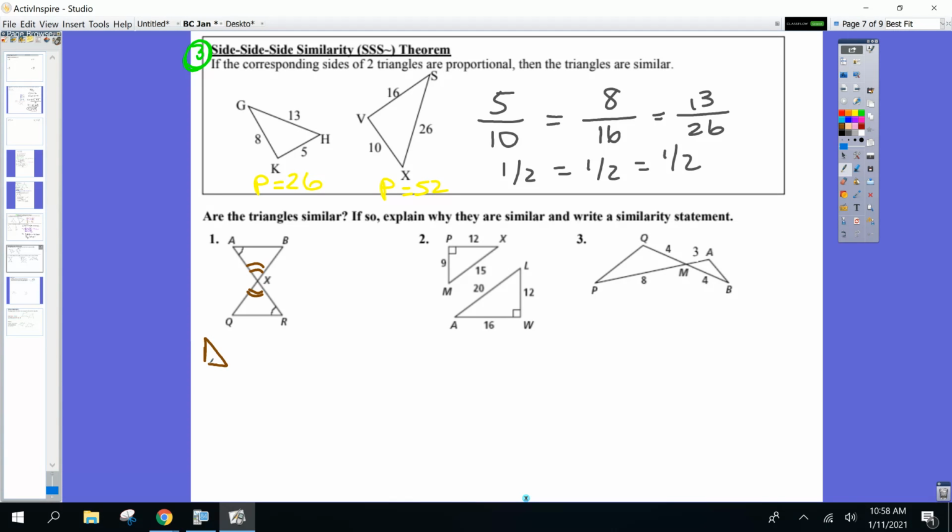Triangle RXQ is similar to AXB. Got it. By what method, Will? Finish this off strong. By angle, angle. Done. Nice job, Will. Good way to put it all together.